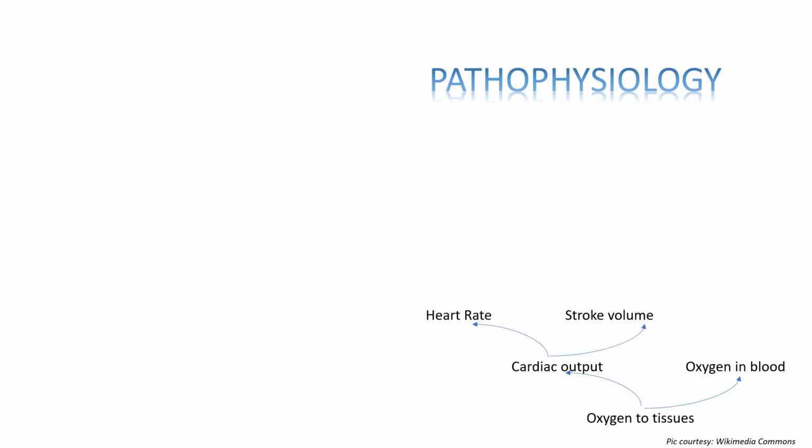So pathophysiologically, if we try to understand, we see that delivery of oxygen to the tissues is basically dependent on the cardiac output as well as the amount of oxygen which is present in the blood. Cardiac output is in turn determined by heart rate as well as the stroke volume. Stroke volume in turn is determined by preload or ventricular filling, contractility of the heart, that is myocardial contractility, as well as afterload, that is resistance to the forward flow of blood.